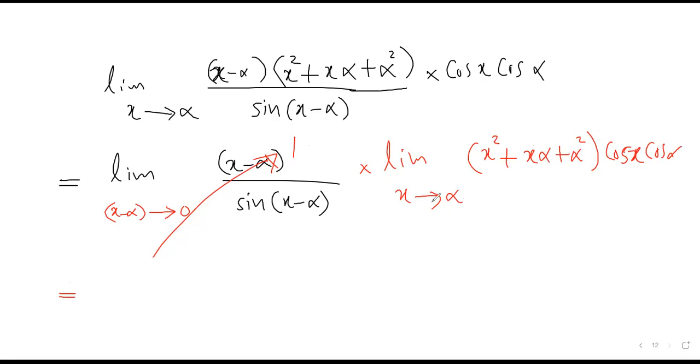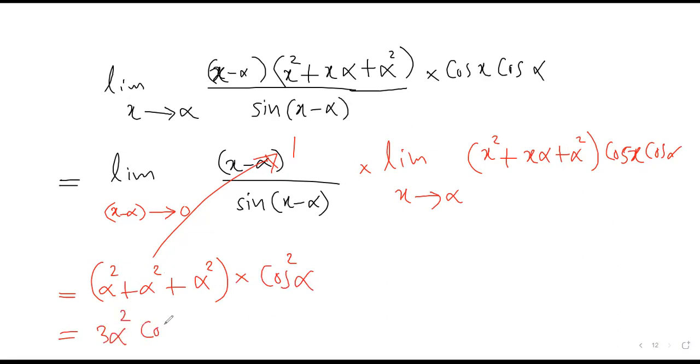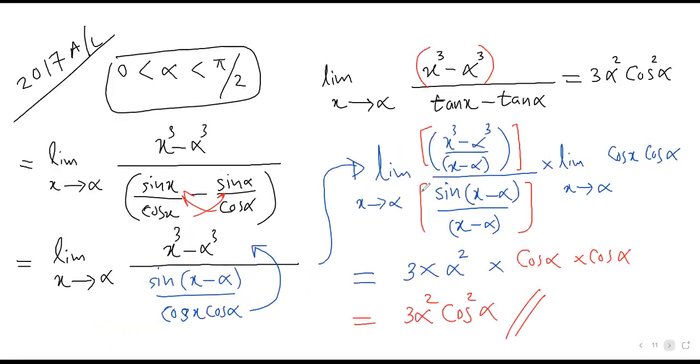When you substitute this x as alpha, squared plus x into alpha. Now x is alpha, alpha into alpha is alpha squared plus again alpha squared, into cos alpha into cos alpha, cos squared alpha. Here it's going to be 3 alpha squared cos squared alpha. That method is also okay. I skipped some steps. When you do it with the steps, it's fine.